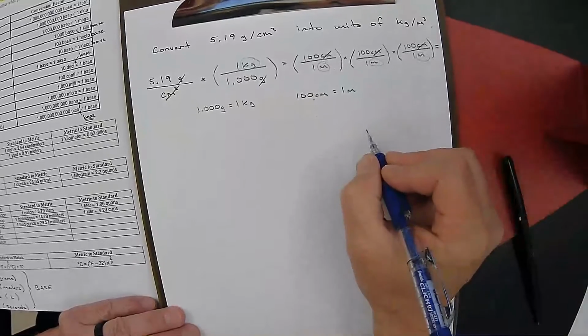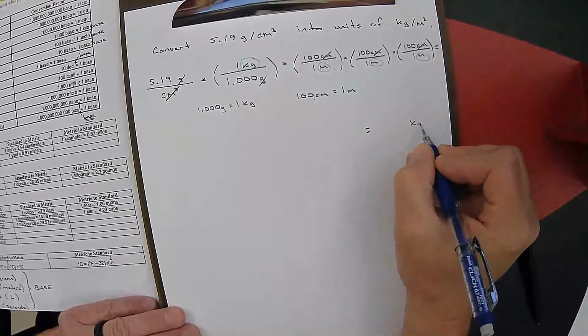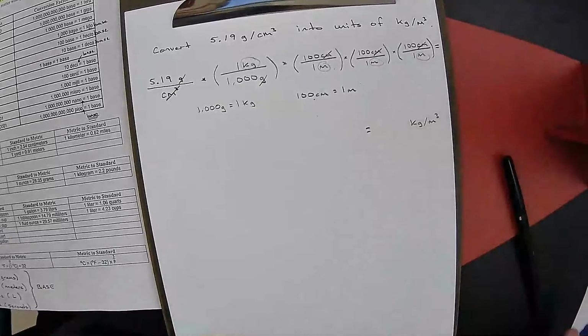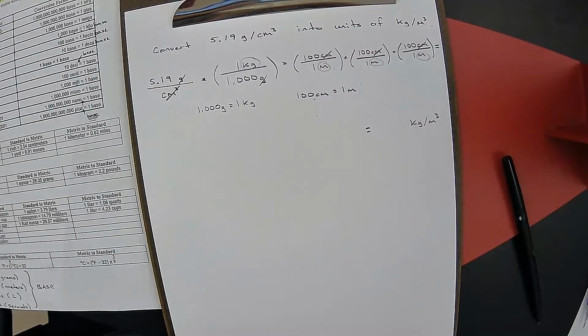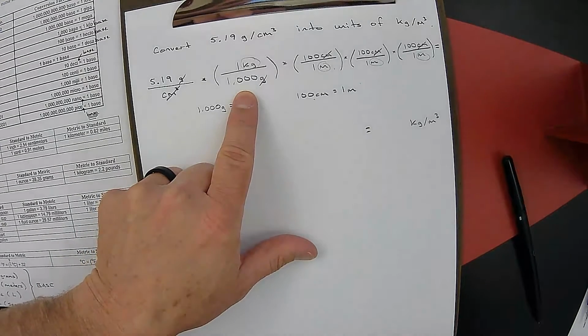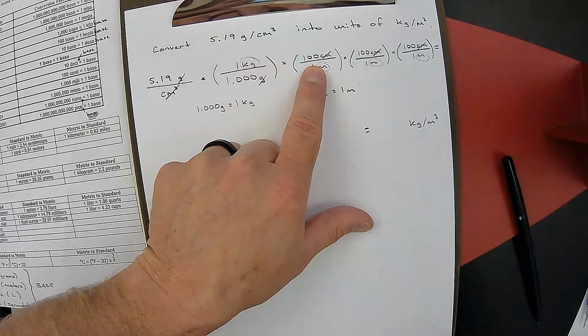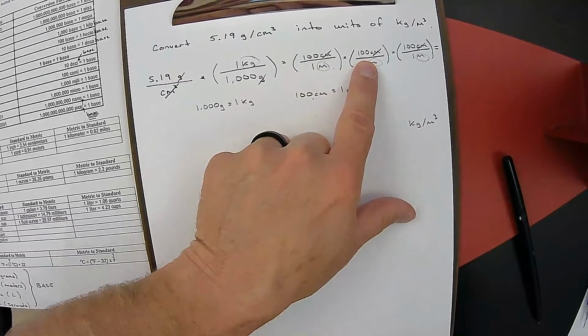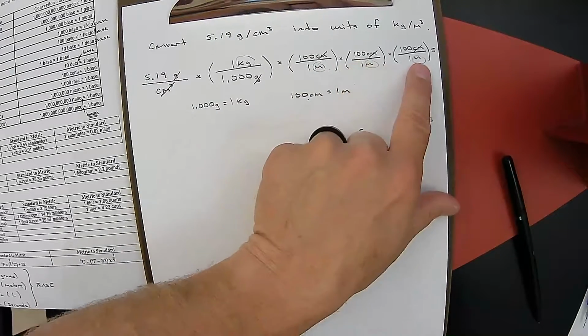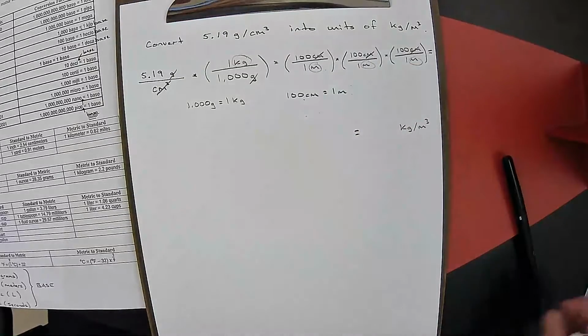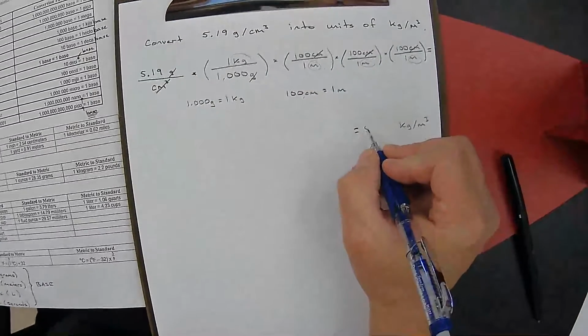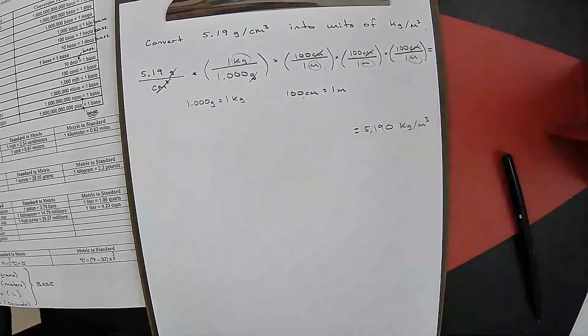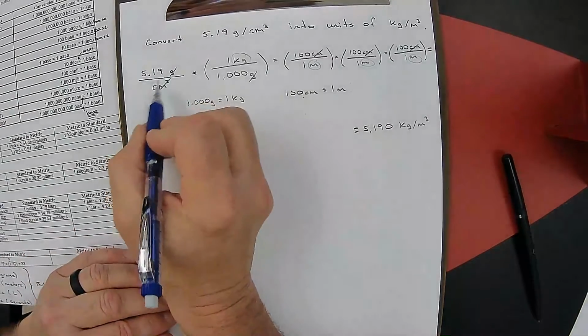So I'll put the answer down here: kilograms per meter cubed. When I put this on my calculator, I put 5.19. I divide by 1,000 because the 1,000 is on the bottom. Then I multiply by 100, multiply by 100, and then multiply by 100. My answer becomes 5,190. If we are paying attention to significant figures, which we should be, there are 3 significant figures.